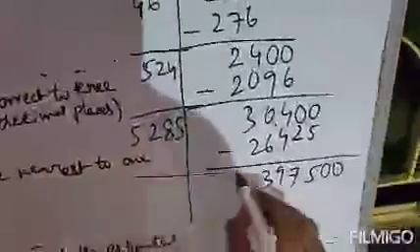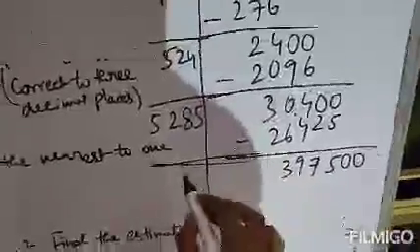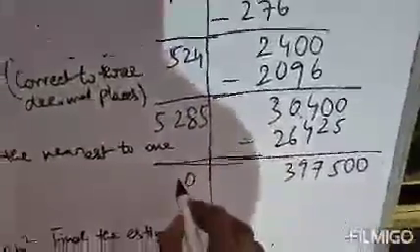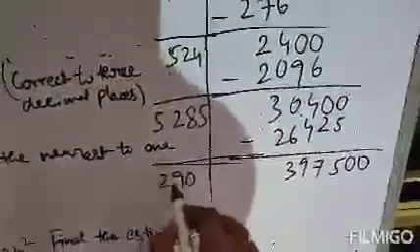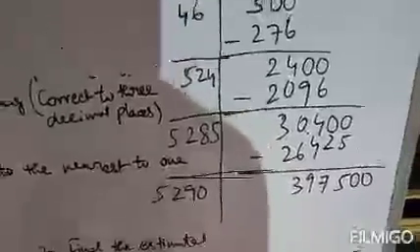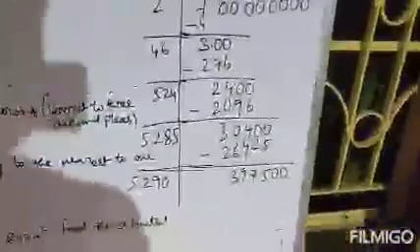So multiply it by 2. 2 5s are 10, carry 1, 2 4s are 8 and 1 is 9, 2 6s are 12, carry 1, 2 2s are 4, and 1 is 5. Clear? Now multiply it by 6.